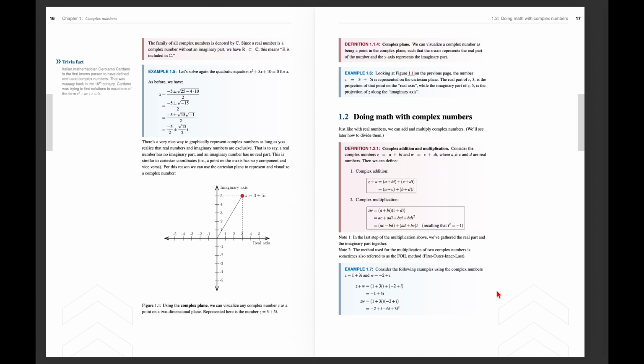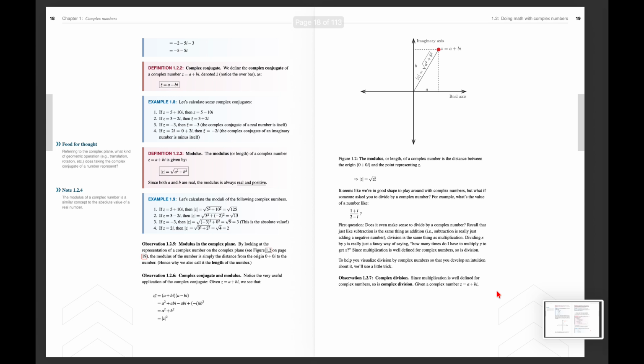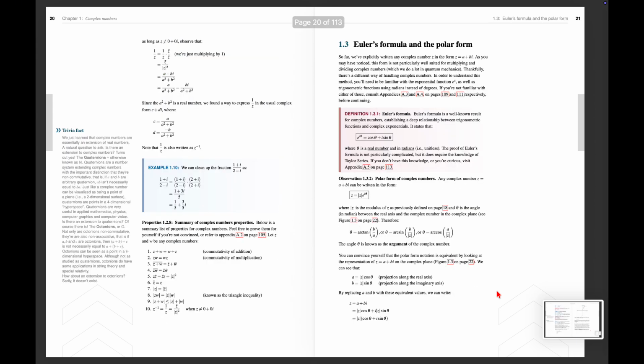From there, the chapter covers the basic arithmetic: adding, subtracting, and multiplying complex numbers, which works a lot like regular algebra, just remembering that i squared equals -1. Then it introduces two key tools: the complex conjugate, which flips the sign of the imaginary part, and the modulus, basically the size or the length of the complex number, found by multiplying a number by its own conjugate and taking the square root.